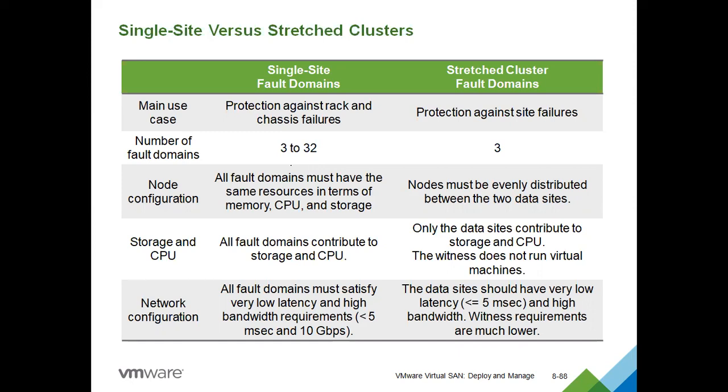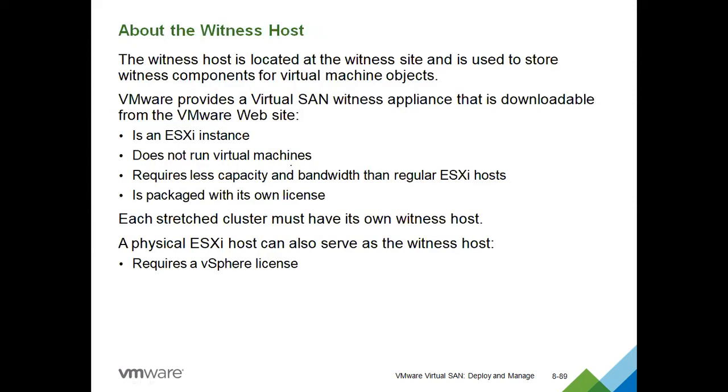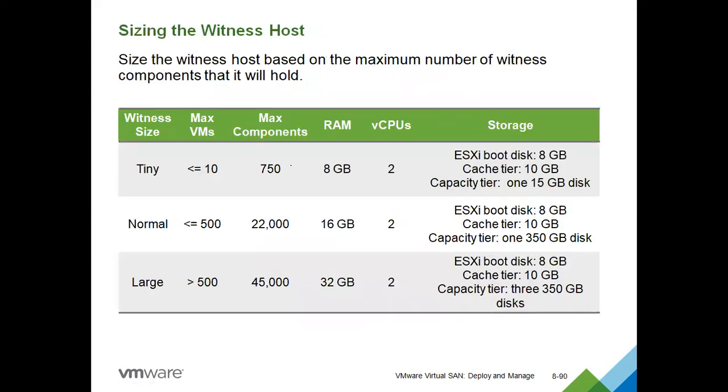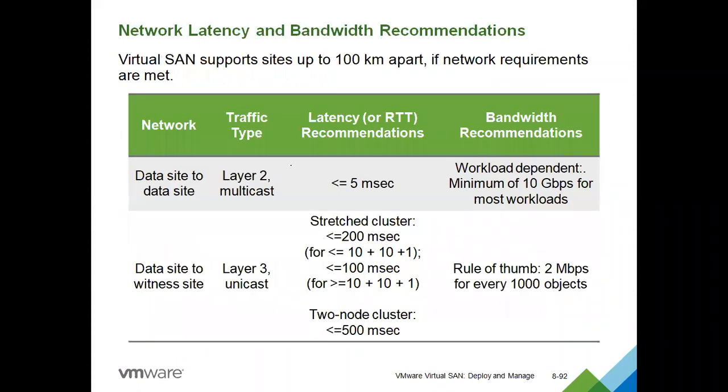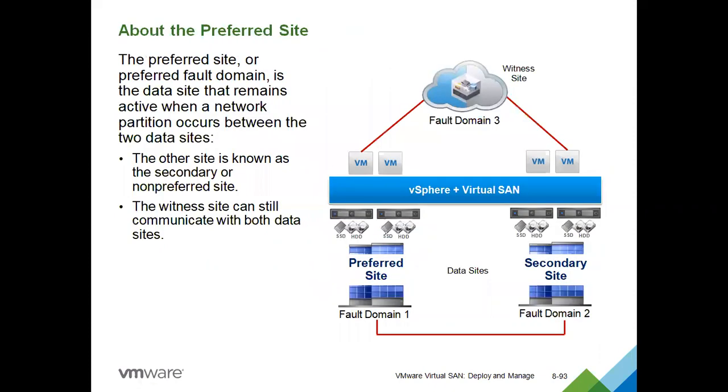Okay, so these are all numbers with respect to the witness. What are these? The size of my witness host. It all depends. A witness appliance is a kind of mini ESXi VM. Somewhere you will put an ESXi host and a virtual appliance inside it, and somewhere you have to do some layer 3 routing between them, right? So that is the requirement. That's what we discussed. Okay.